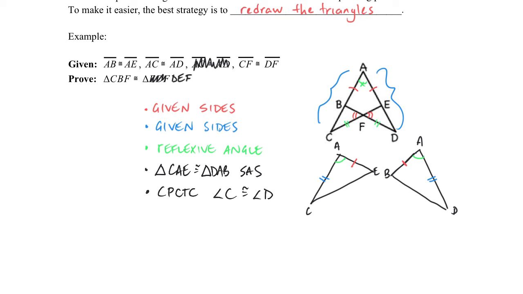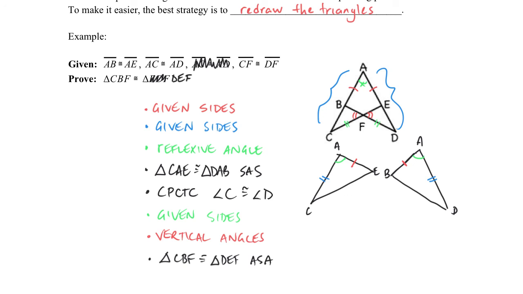Then I've got given sides, which is these sides right here, CF and DF, and I've got vertical angles, which is this angle right here and this angle right here. And now that gives me enough to say that triangle CBF is congruent to triangle DEF by angle side angle.